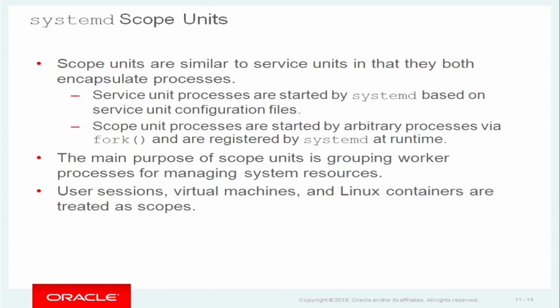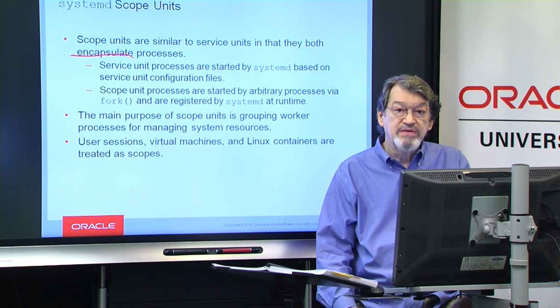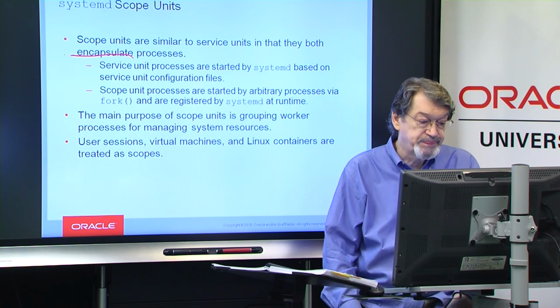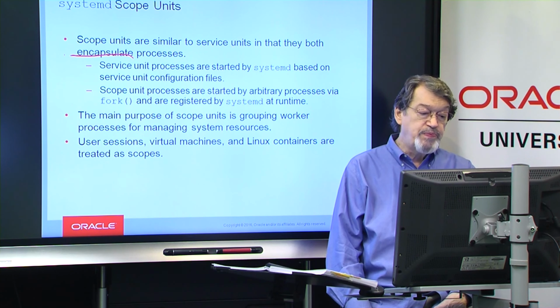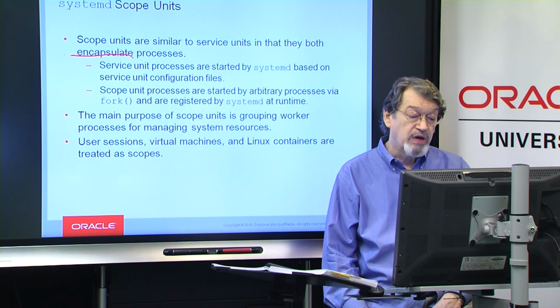Scope units are similar to service units in that they both encapsulate processes. Service unit processes are started by systemd based upon the service unit configuration files. Remember, you take systemctl and you enable a service. Next time the box boots, systemd starts that service. Scope unit processes are started by arbitrary processes via a fork.